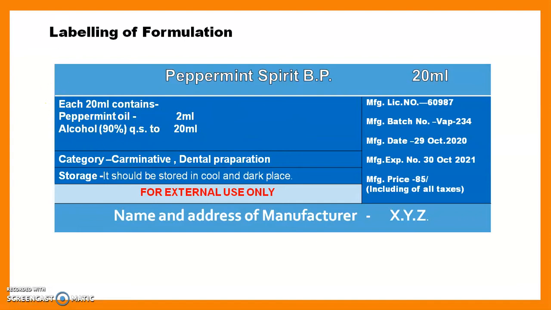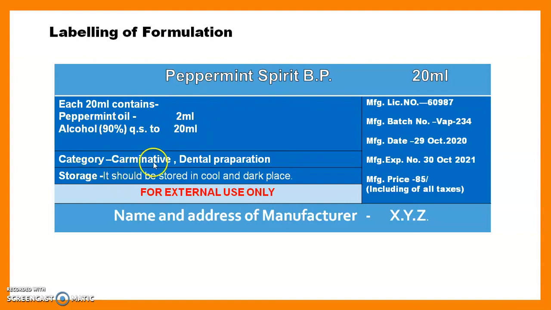Then we move toward the labeling of the formulation. The label should be written in the following manner. First of all, the name of our preparation, the peppermint spirit BP. Then on the right hand side, the volume or net content of your preparation, which is 20 ml, we should mention here. Then write the concentration: each 20 ml contains peppermint oil 2.5 ml, alcohol 90% QS to 20 ml.